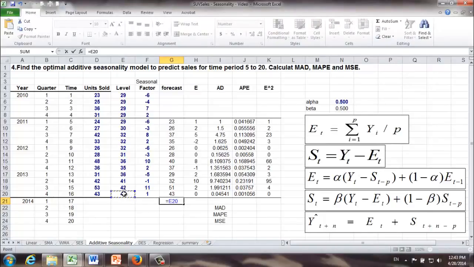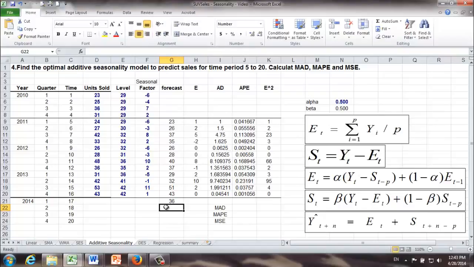Plus S, subscript will be t plus n minus p, but t plus n is 17 right now. p is constant, which is 4. So t plus n minus p would be 13. So we need what? Seasonal factor from a year ago, which would be S13. Return. So our prediction of sales for quarter 1 of 2014 would be 36.